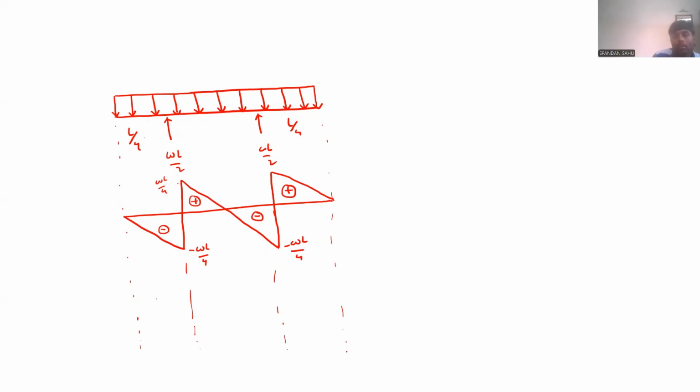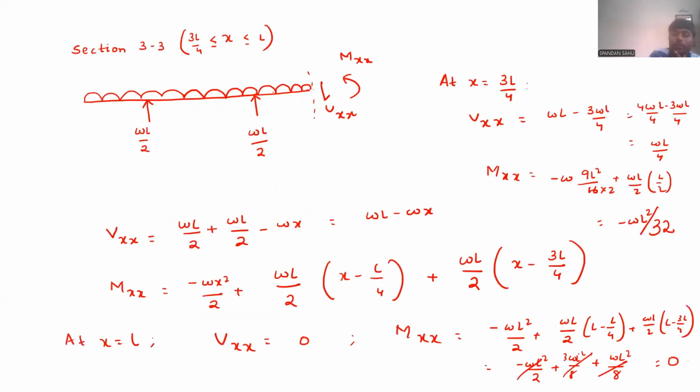Now, from this SFD, you can identify that your absolute shear force maximum will be WL by 4, which will be taken into account for the next part that we have to calculate. That is the shearing portions. Now, this is the reference line for BMD. Now draw the BMD for the given beam.